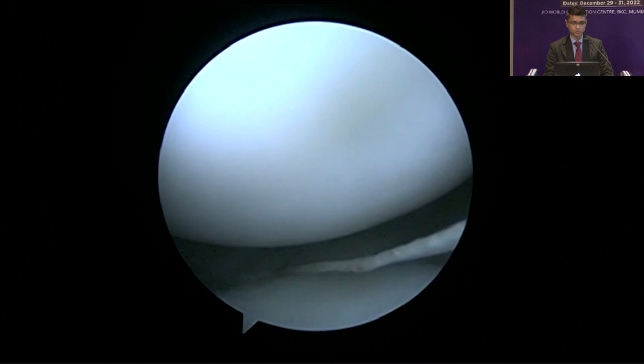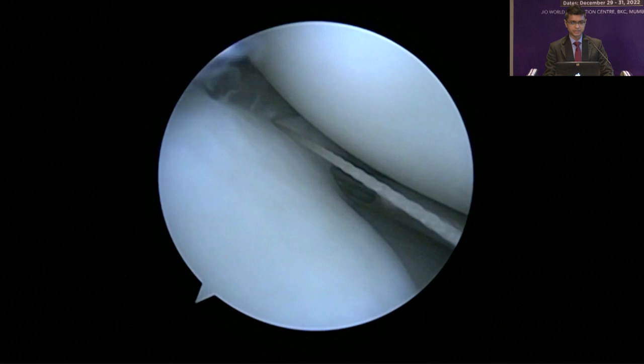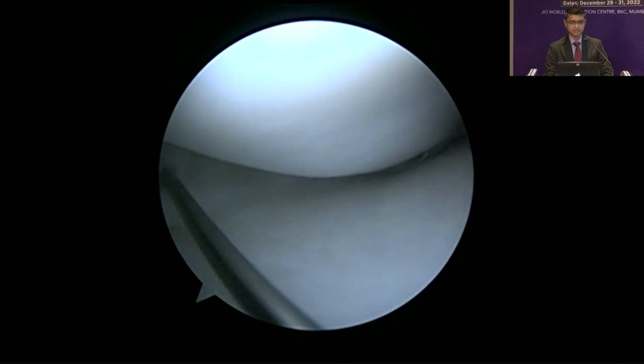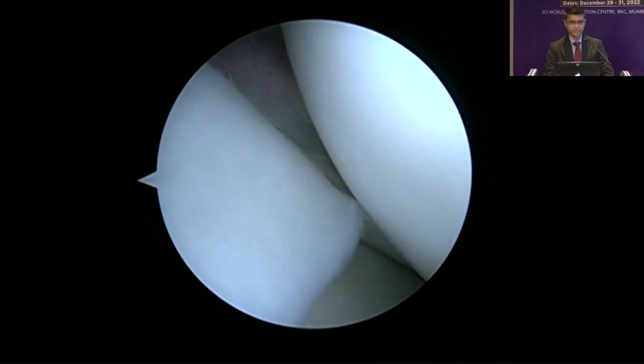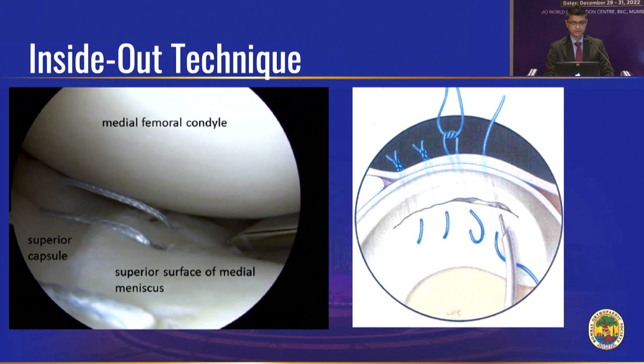And the second bite being taken through the substance of the meniscus. There you can see the needle, and that needle is then pulled out from the capsular side. And when that is pulled together, that forms a nice knot over there. This is how it would look after the repair is complete, where one end is through the capsule, the other end is going through the meniscus, and the knots are taken on the capsular side.